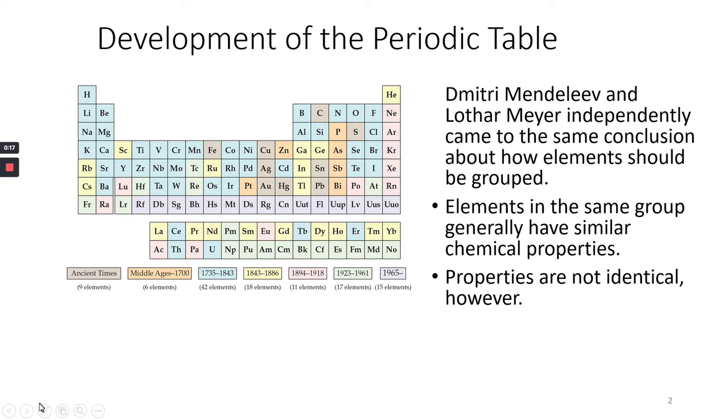The periodic table was developed by Mendeleev and another man, Meyer. They both came up with the same idea at the same time and published their results. As it turns out, Mendeleev is credited with the development of the periodic table because he pushed for it a little bit more than Meyer did. But basically, they used the principle that elements in the same group, a group is a column, have similar properties. The properties are not identical, but they are similar.